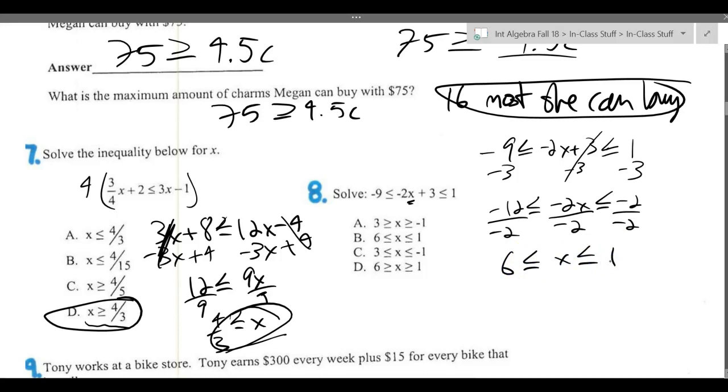Now, there's this thing with inequalities that whenever you divide by a negative, you have to flip the inequality signs. Now, this is a compound one, but I think we still have to do that same rule. So when I do that, I get 6 is greater than or equal to x, and then x is greater than or equal to 1. That's kind of awkward, but let's see if it matches up.